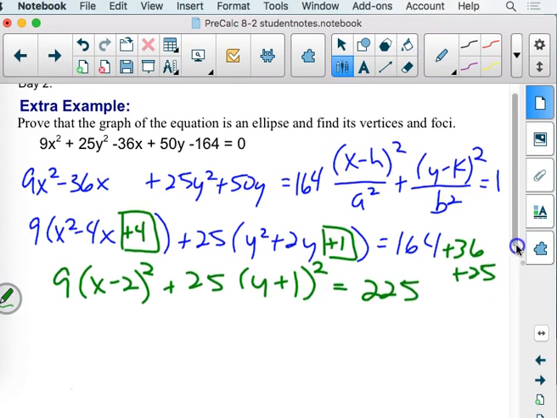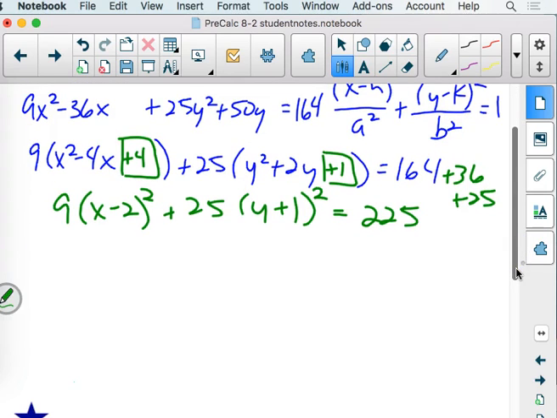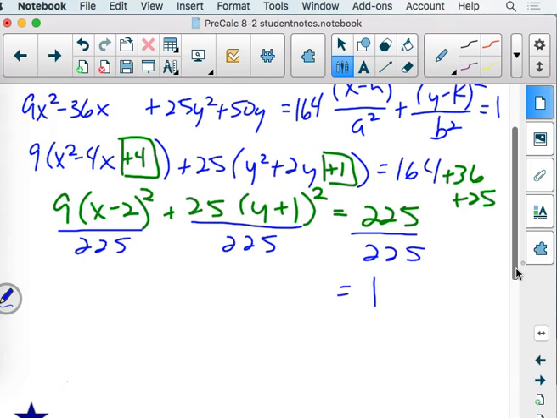225. But it's supposed to be 1. I mean, that's ellipses and hyperbolas, by the way. We need a 1 over there. So what did we do before if we needed to have a 1 over there? Divide everything by that 225. So we're going to take each of these terms and divide them by 225, because we want a 1 right over there. That's what we want.